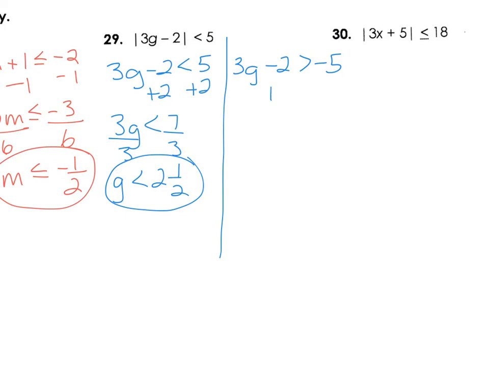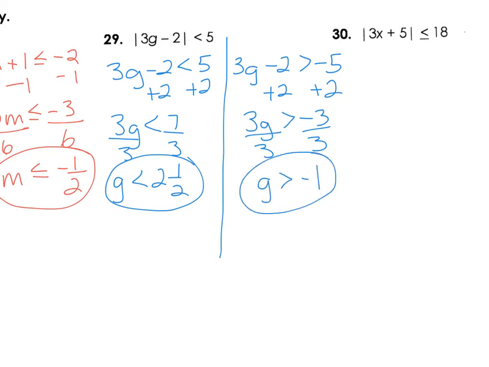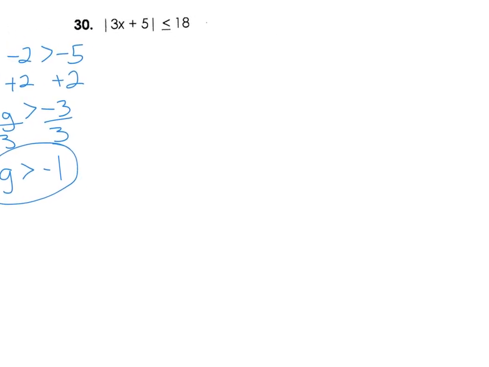Now on the right-hand side, I would add 2 to both sides. That would give me 3g is greater than negative 3. Divide by 3 on both sides. That gives me g is greater than negative 1. All right. One more to go.